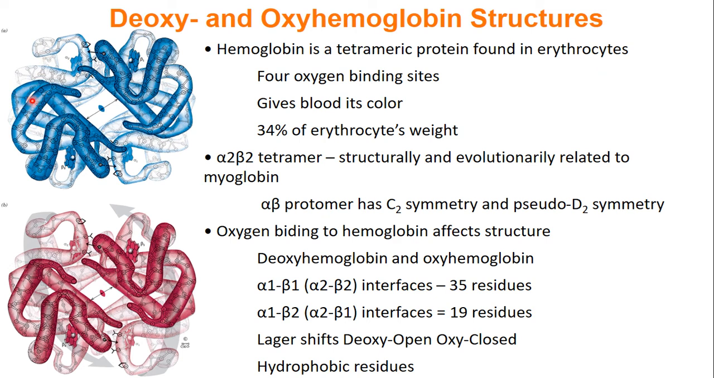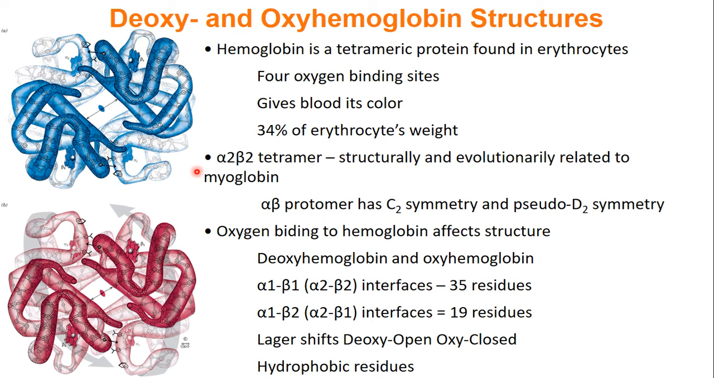When there's no oxygen in hemoglobin, it appears blue. When there's oxygen in hemoglobin, it appears red. And in erythrocytes, hemoglobin is the majority protein in those cells. In fact, 34% of the weight of erythrocytes is made up of hemoglobin.